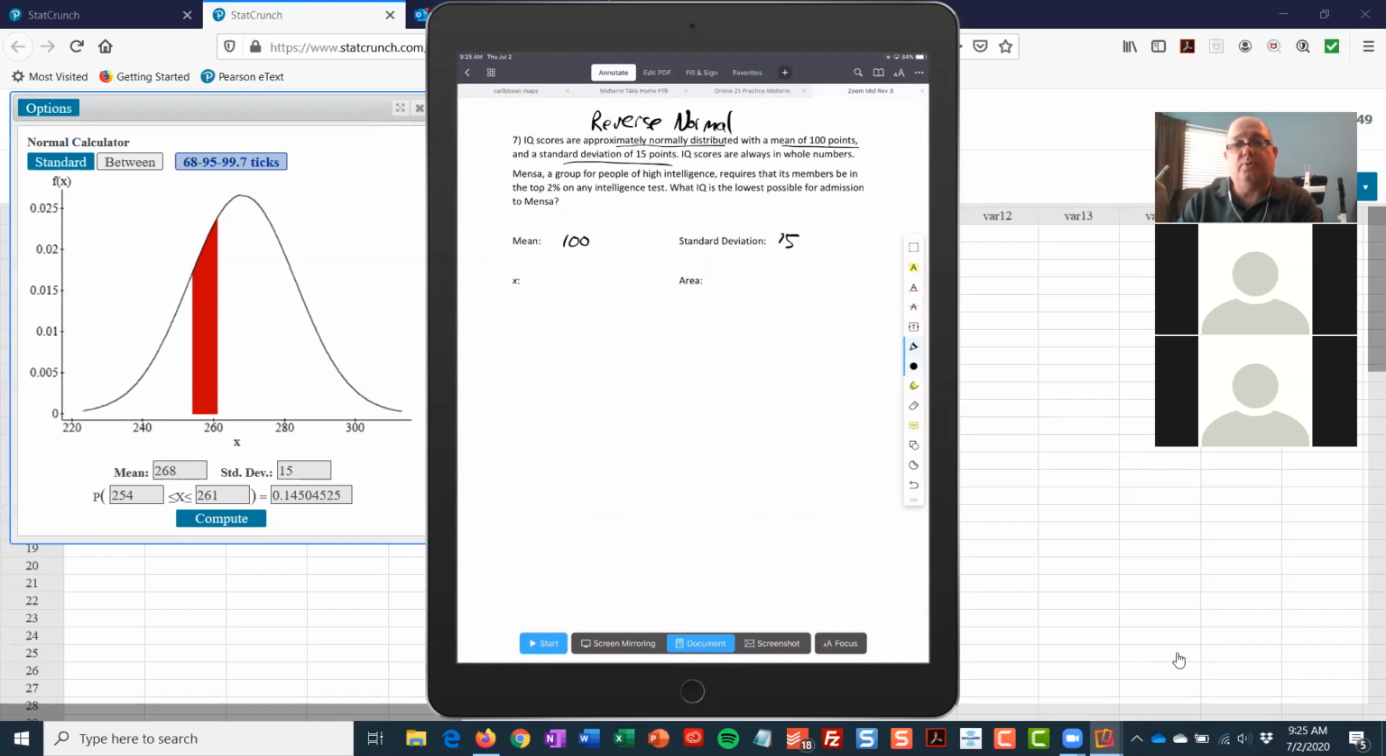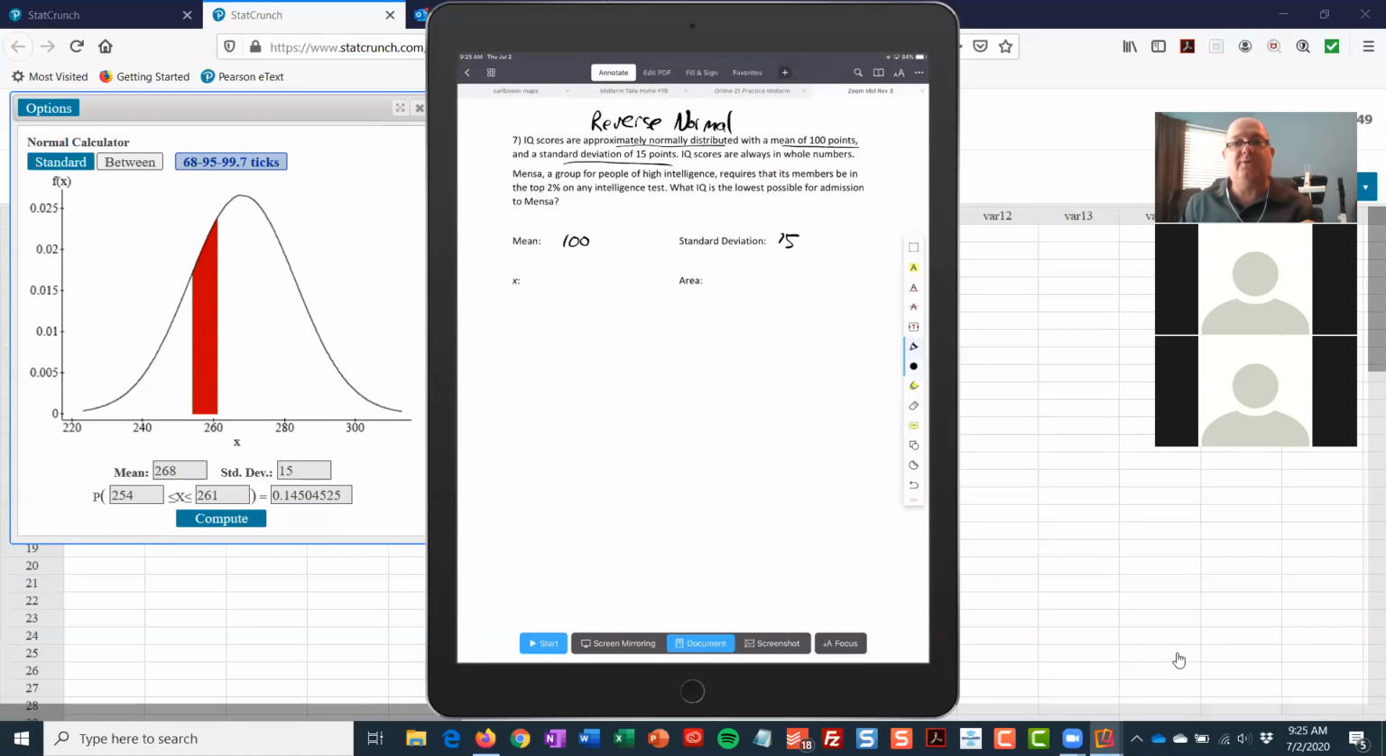We're told IQ scores are always in whole numbers. That is an important piece of information when it's time to round our answer. Then it says, Mensa, a group of people of high intelligence, requires that its members be in the top 2% on any intelligence test. What IQ is the lowest possible for admission to Mensa?